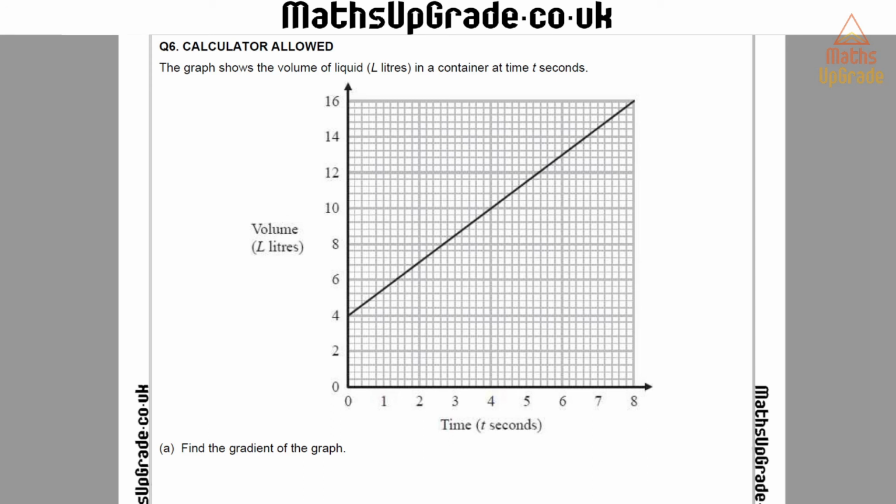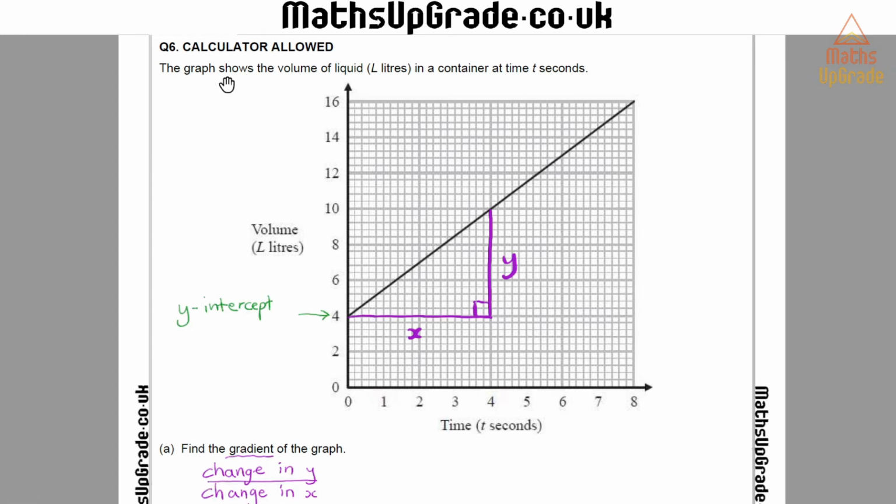Question 6 gives us the volume V of a liquid in litres in the container at time t seconds. So this axis represents the volume of the liquid, and this is the time. So you can see in this container, as we started measuring it at 0 time, there's 4 litres, and it went up constantly. After 8 seconds it had 16 litres in. We need to find the gradient of the graph.